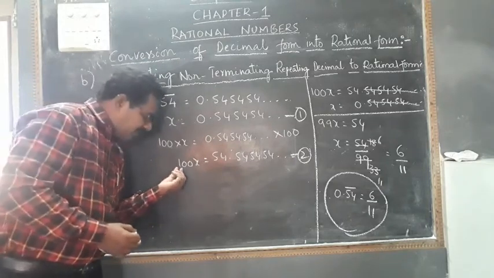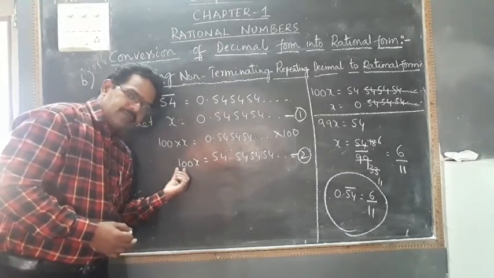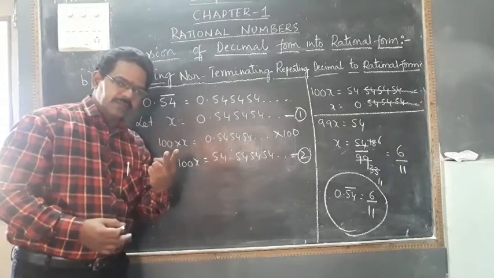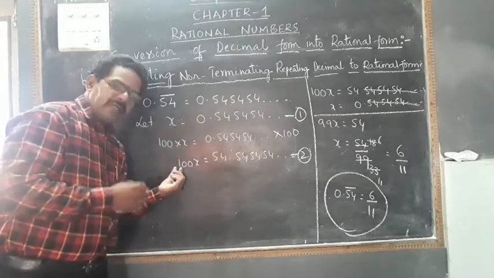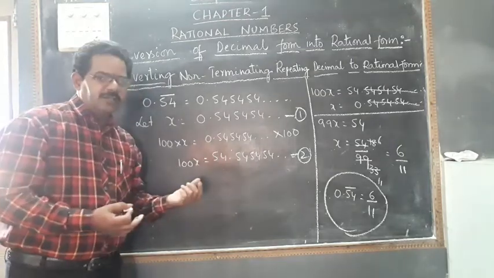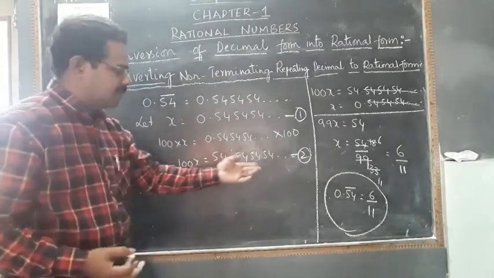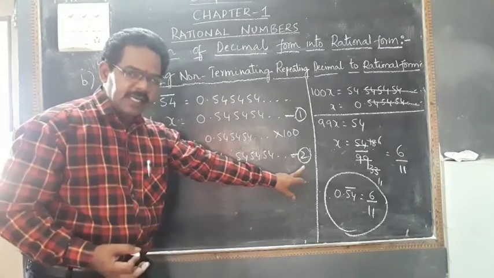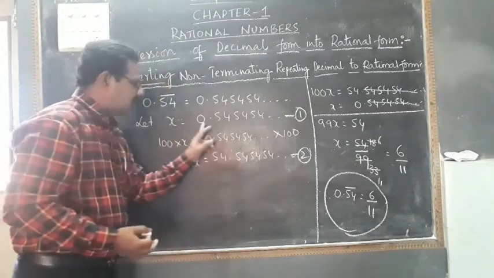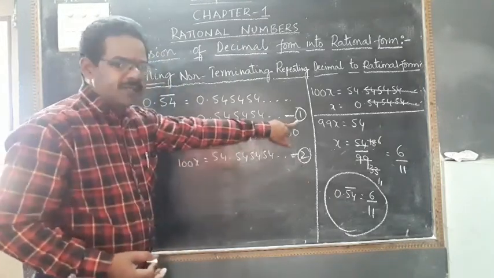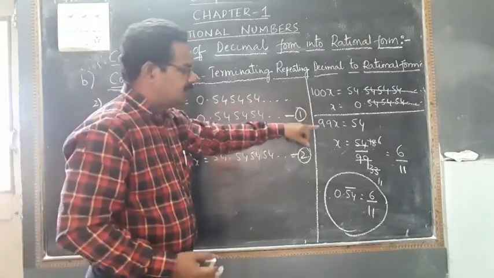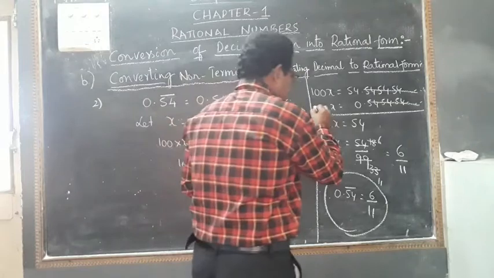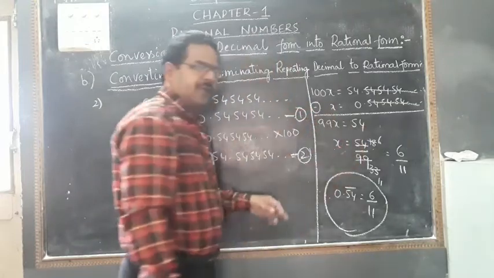Why 100? After 1, two zeros. Two digits means after 1 we take 2 zeros. Suppose 3 digits are repeating, after 1 we write 3 zeros, 1000, on both sides. That can be considered the second equation, and what we took first is the first equation. Second equation minus first equation: if you subtract, you get 99x equal to 54.